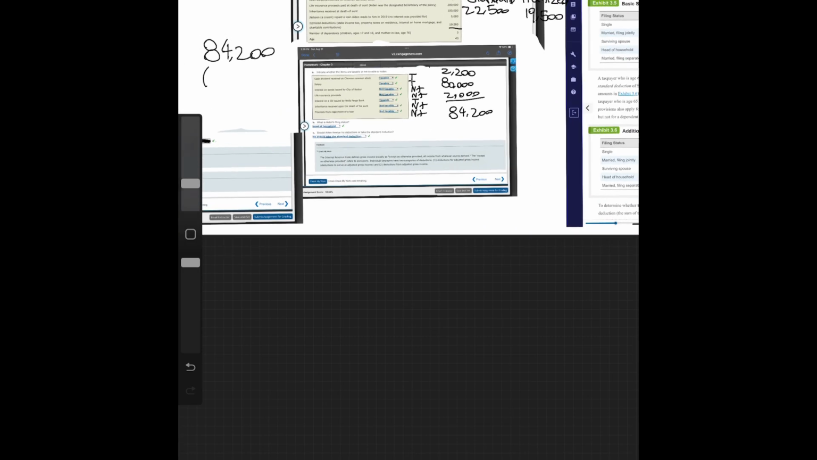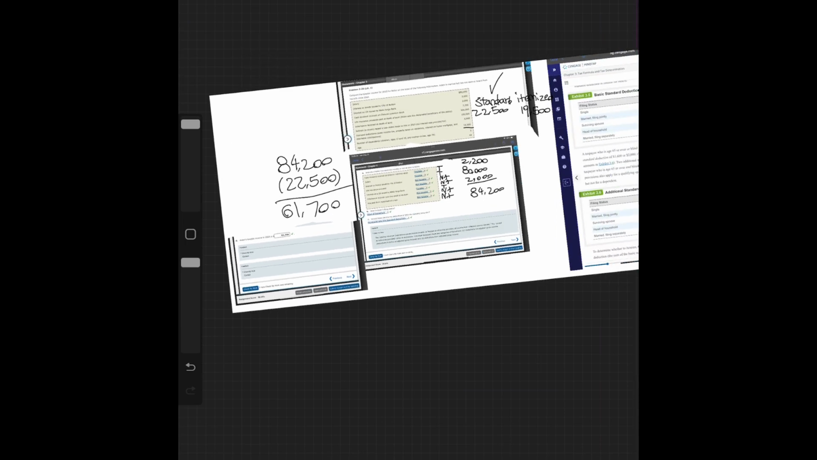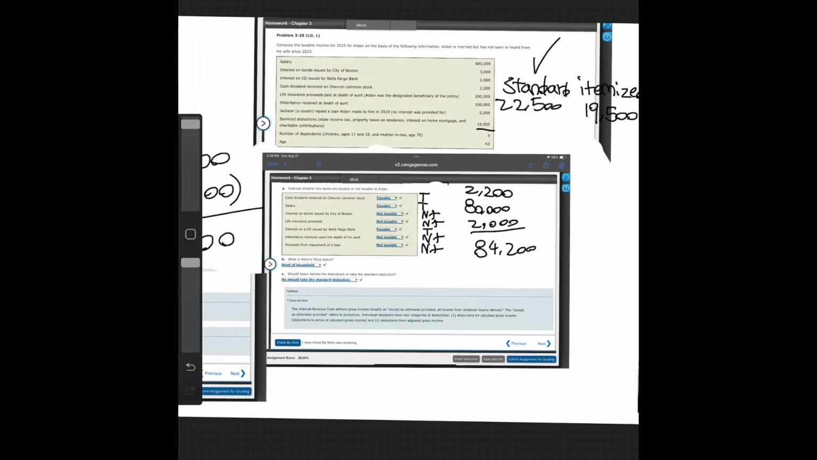Finally, what is his taxable income? As we know, the taxable income is 84,200. It's the result of that minus the standard deduction. So this 84,200 minus the standard deduction that we had. And we plug this into a calculator, and it gives us 61,700. And that is the result of this problem.